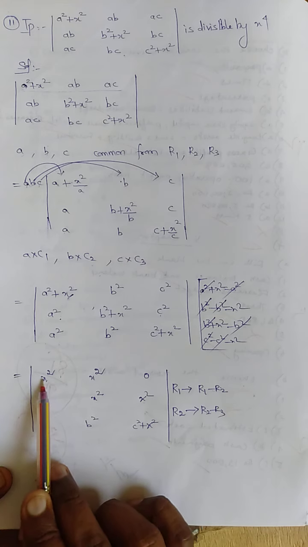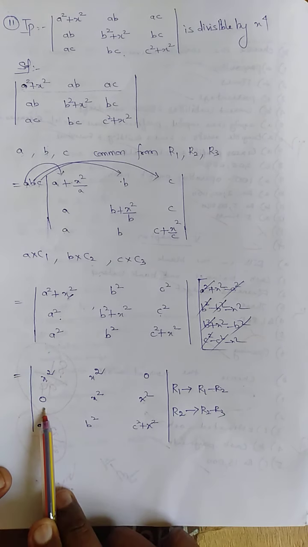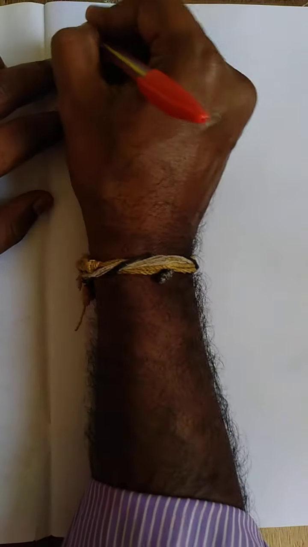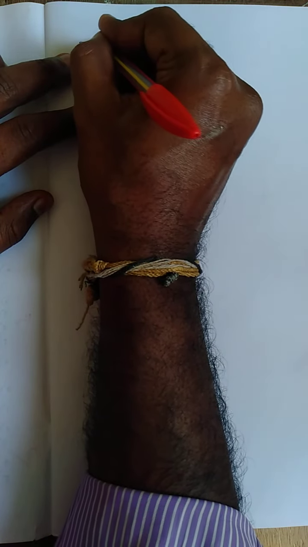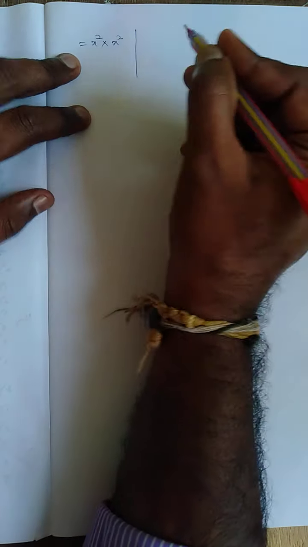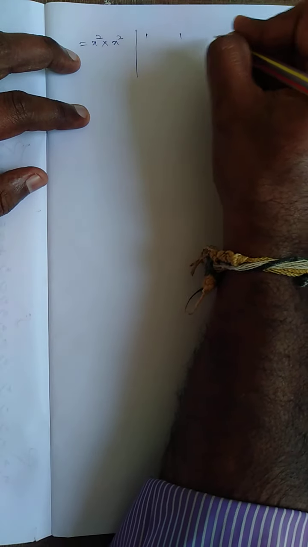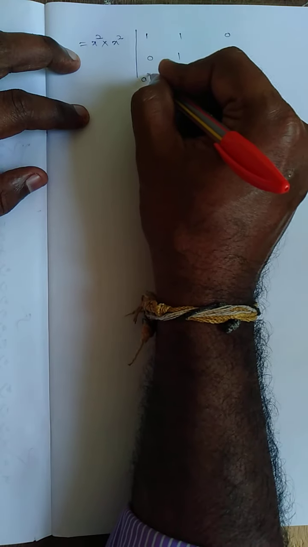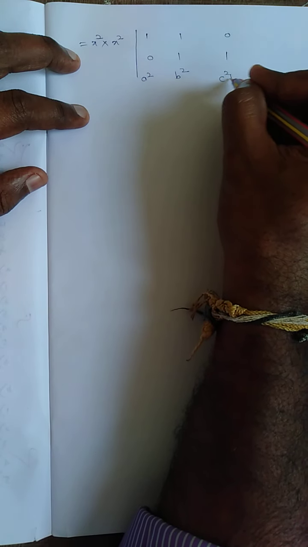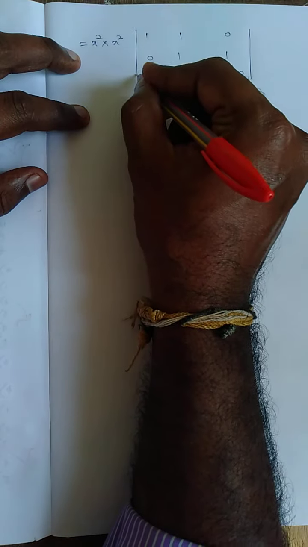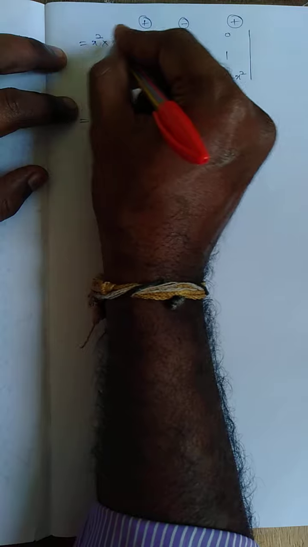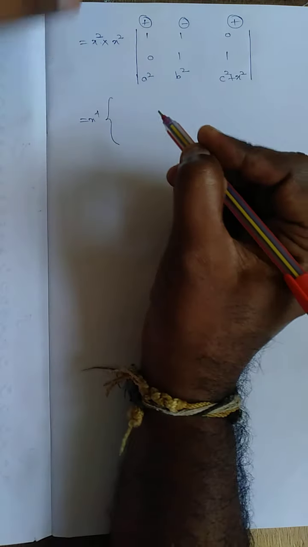I can take x square from r1, I can take x square from r2. So what is going to become? Taking x square common from r1 and x square common from r2, the remaining is 1 1 0, 0 1 1, a square b square c square plus x square. Now I can expand. This becomes plus, minus and plus. X square into x square, x power 4. Now I can make expansion.